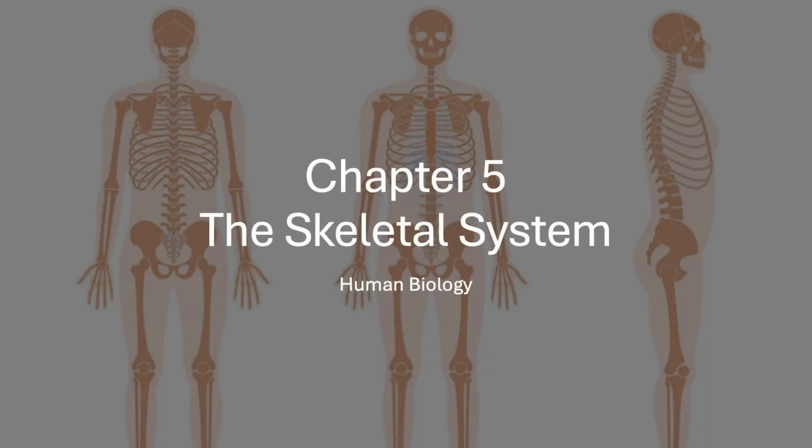Welcome to our chapter on the skeletal system. The skeletal system is much more than just a rigid framework of bones. It's actually a dynamic and living structure essential for movement, support, and protection. As we go through this chapter, we will examine not only the bones themselves, but also the connective tissues that support and stabilize the skeleton, such as ligaments and cartilage.